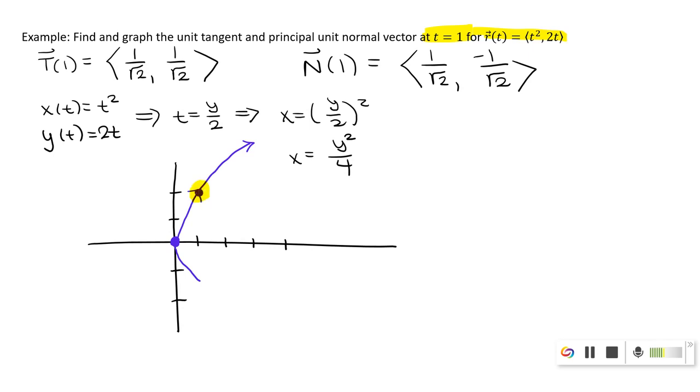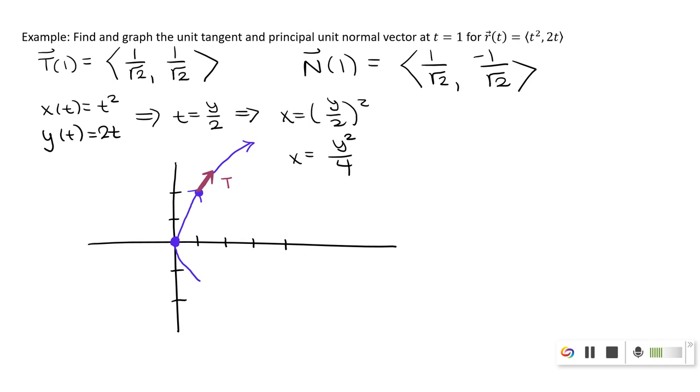And then to help me find the orientation of this curve, I plugged in 0. So if I put t equals 0 into my vector valued function, I get 0, 0. And so that tells me what direction this is moving in. From 0 to 1, it's moving up along this parabola. All right, so there's the graph of my plane curve.